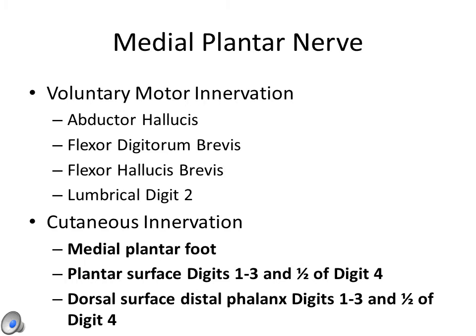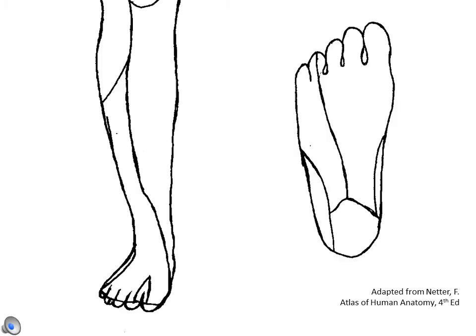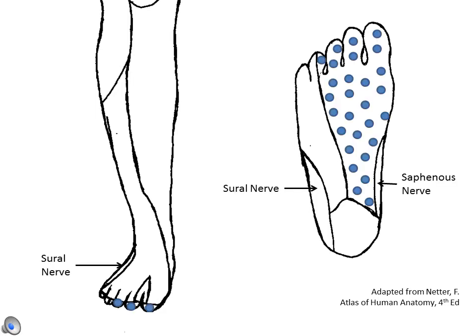The cutaneous innervation of the medial plantar nerve is the medial plantar foot, plantar surface of digits 1 through 3 and half of digit 4, the dorsal surface of the distal phalanx of digits 1 through 3 and half of digit 4. Pause the lecture to draw in the cutaneous innervation of the medial plantar nerve. How does your drawing compare?